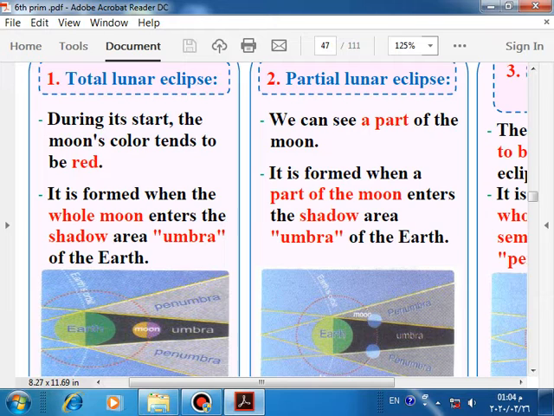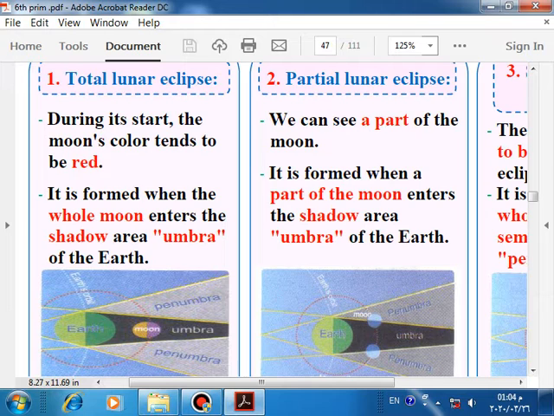Second, partial lunar eclipse. In this type, part of the moon enters the umbra of the Earth, or the shadow area of the Earth. Only part. So we can see a part of the moon, and the other part we can't see.